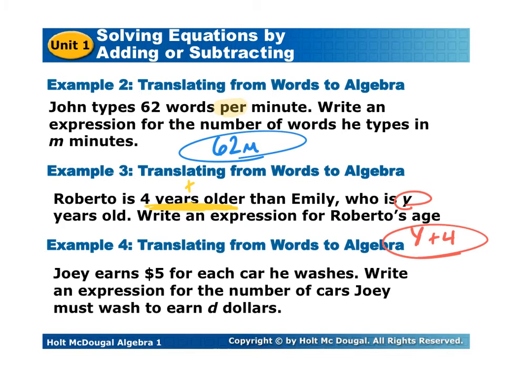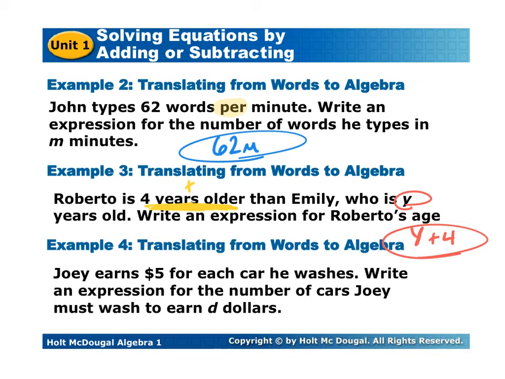All right. And then the last one here. Joey earns $5 for each car he washes. Write an expression for the number of cars Joey must wash to earn D dollars. Okay, now, this one is a step further. Okay? Why? Well, it deals with each car. That is absolutely correct. But what are you trying to figure out? How much money? How much money?